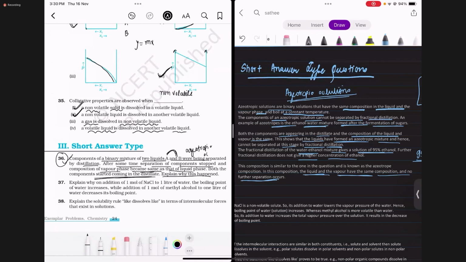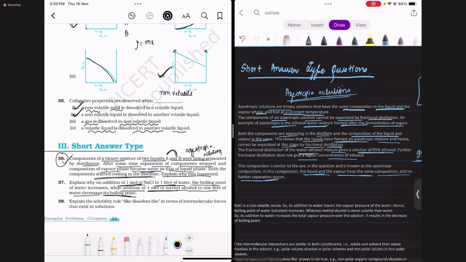They have formed an azeotropic solution at this point, in which the composition of both liquid and vapor phase is the same, and no further separation of components will occur. Now, question number 37. Explain why on adding 1 mole of NaCl to 1 liter of water, the boiling point of water increases, while addition of 1 mole of methyl alcohol to 1 liter of water decreases its boiling point.